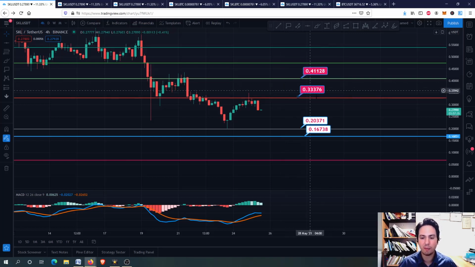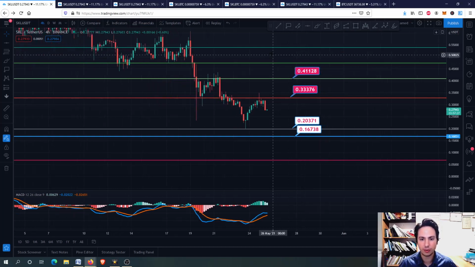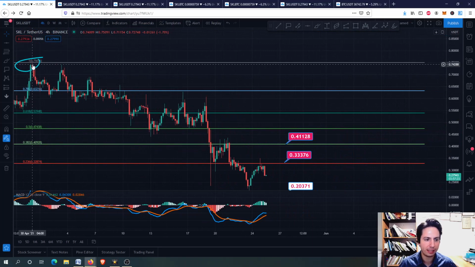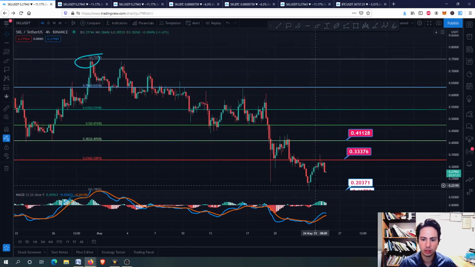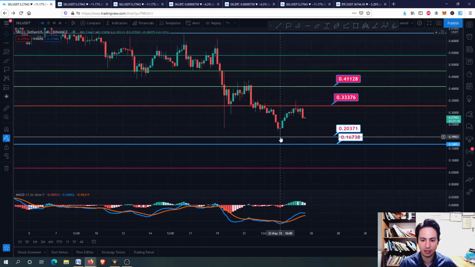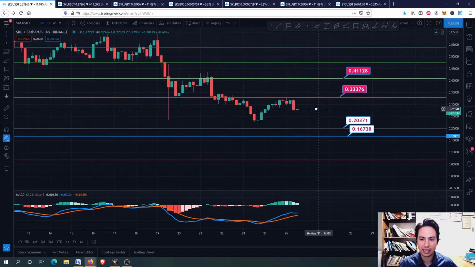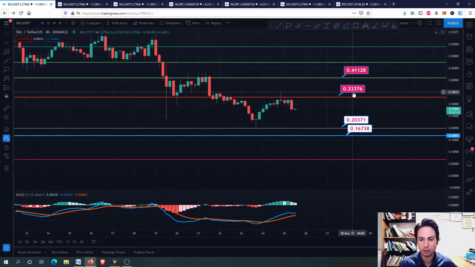So right now, 16 cents and 20 are the most important support levels, and 33 and 41 cents are the most important resistance levels for the short term. Drawing the Fibonacci retracement from this top right here, 30 April, guys, up to this bottom right here on 23rd May. And I wanted to see some important price action in case we go upwards, some important resistance levels.